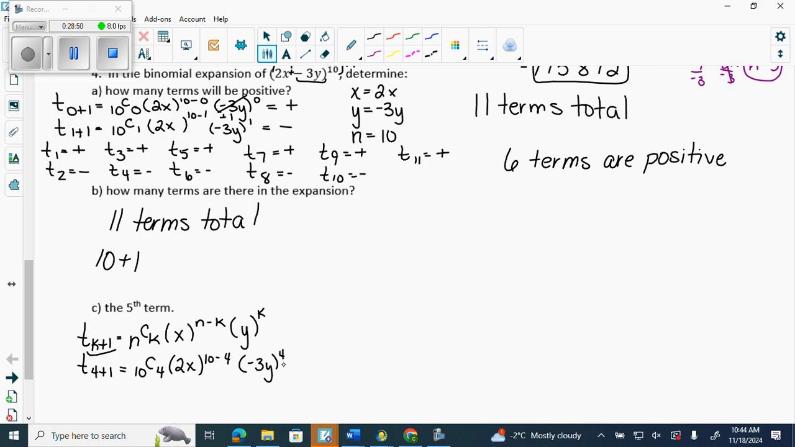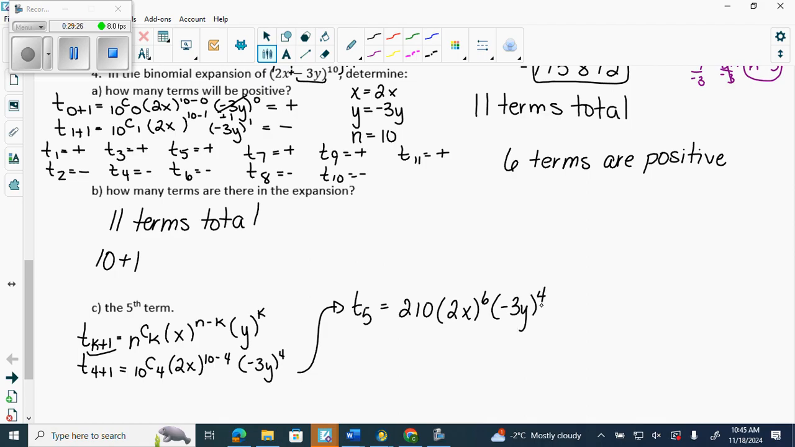Now, guys, a common error is going to be forgetting to take that exponent and distributing it to the coefficient. I've talked to you about this numerous times. If you forget to do that, do you think the answer will be there? It 100% will not. We don't want that. So we're going to get term 5 equals, what's 10c4? 210. 2x to the 6, negative 3y to the 4.